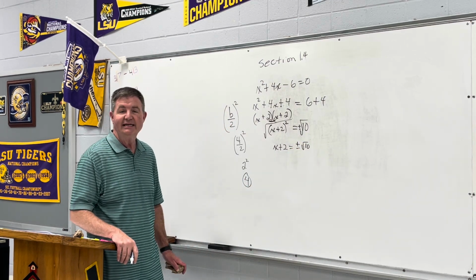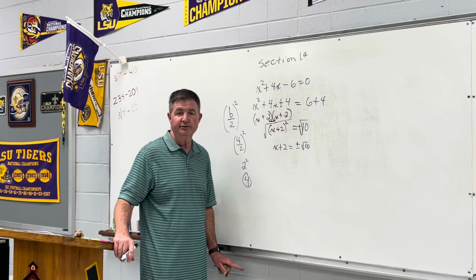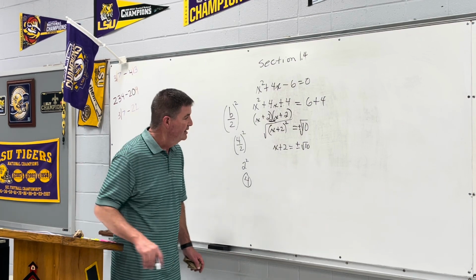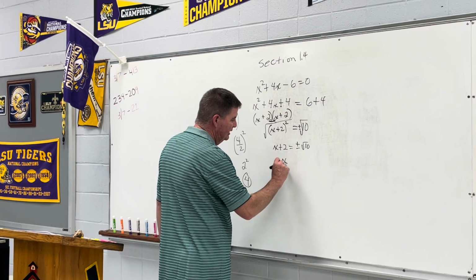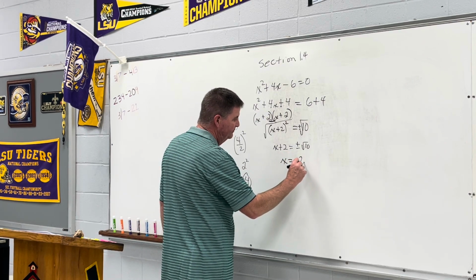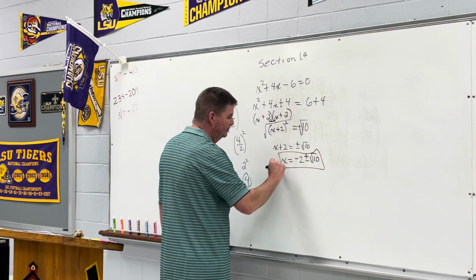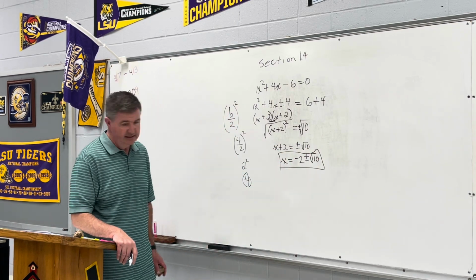Now the square root of 10 does not break down because the only factors are 2 and 5. So we don't have 2 of any particular thing. So we bring the 2 to the other side, and x equals negative 2 plus or minus the square root of 10. This is completing the square.